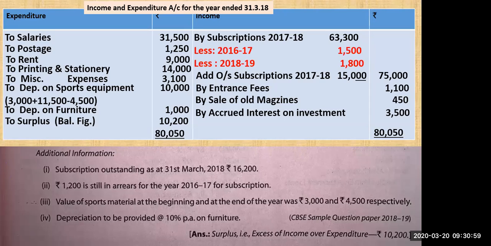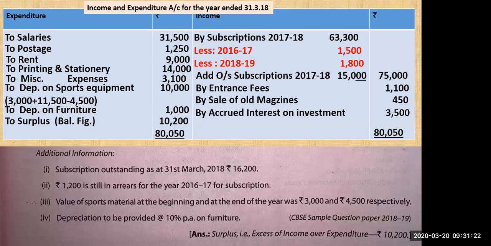सर एक बार सब्सक्रिप्शन वाला दोबारा समझा दो. Yes. Subscription है. Subscriptions were given 63,300. Previous year we have subtracted 1,500, and future year we have subtracted 1,800. So you got the amount 60,000. Is it clear? Yes sir.